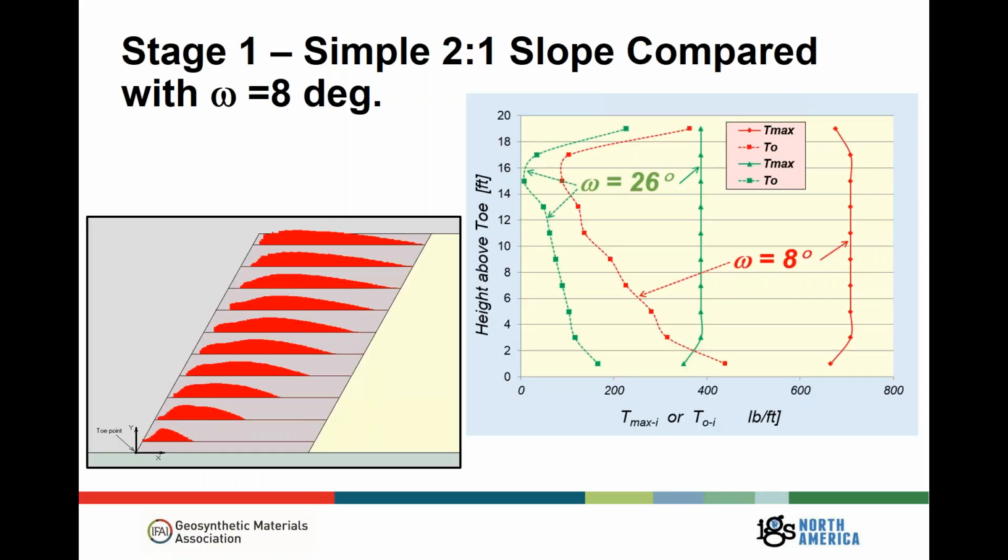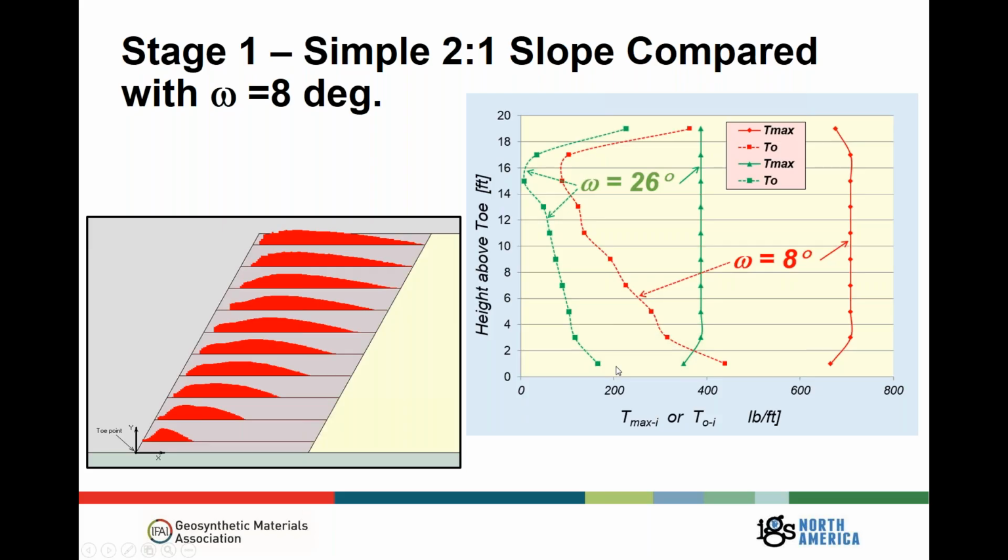We'll get through this and just go through a couple of quick examples. Let's talk about that arbitrary threshold of a 20-degree batter. Let's compare the first case, 8 degrees, 10 layers, with the same slope, same conditions, except it has a 26-degree batter now. What we see is that red, 8-degree batter, green is 26 degrees. We see that Tmax drops significantly, as well as the connection load throughout the system, you can see here.